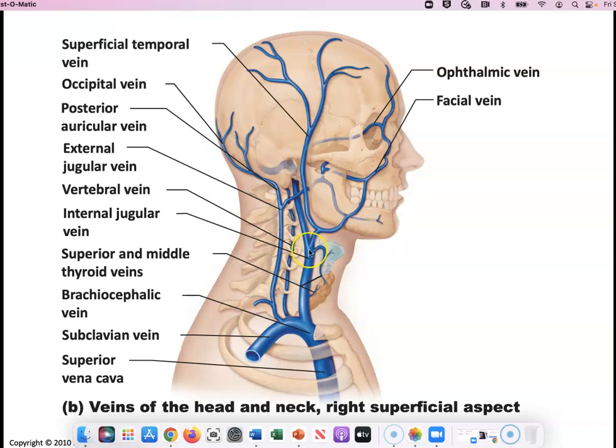Then what you see here is very similar to the one that had the arterial network on here. Here's that vertebral vein that then will drain into the right subclavian, and then that drains down into the brachiocephalic, and then that goes into the superior vena cava. So you can see that our brain, our head, very good blood supply.